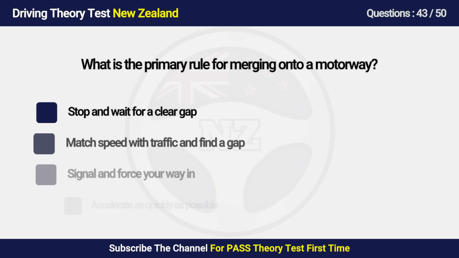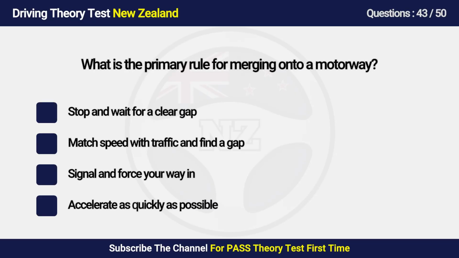Question 43. What is the primary rule for merging onto a motorway? A. Stop and wait for a clear gap. B. Match speed with traffic and find a gap. C. Signal and force your way in. D. Accelerate as quickly as possible.